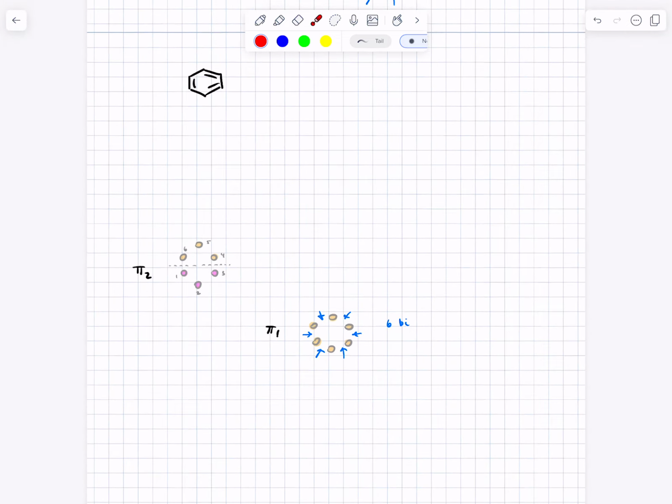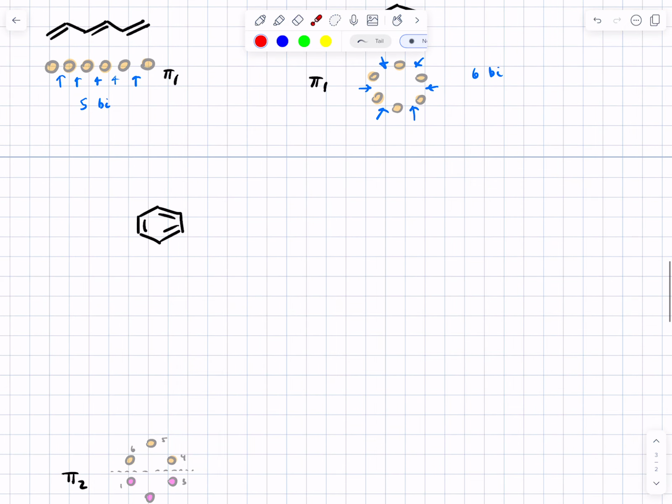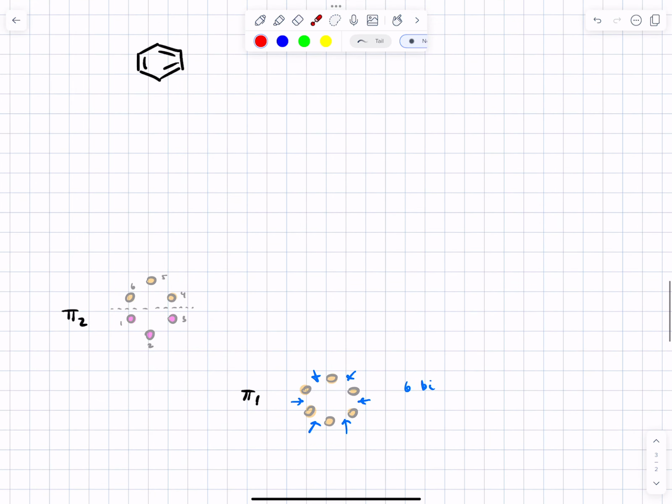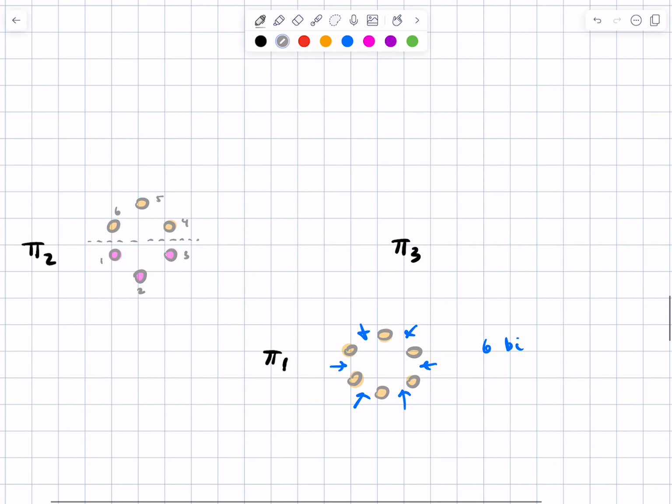Now, if we were in linear 1,3,5 hexatriene, the next orbital would have 2 nodes and so on. But it turns out that because this molecule is cyclic, there is another option for a 1-node orbital that has exactly the same number of bonding interactions.